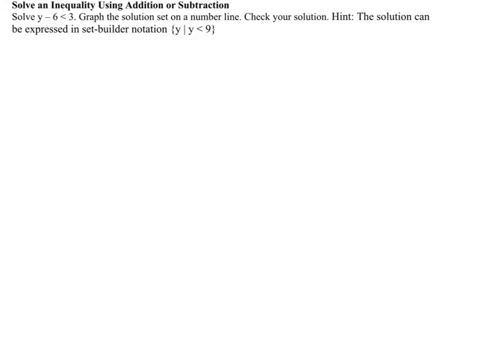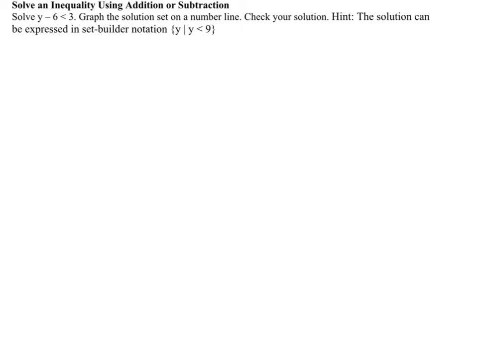For any two real numbers, a and b, exactly one of the following is true: a is less than b, a is equal to b, or a is greater than b. We can add the same number to or subtract the same number from both sides of the inequality without changing the truth of the inequality.